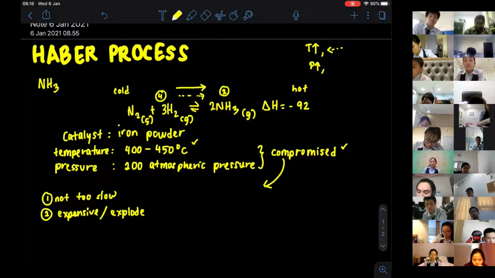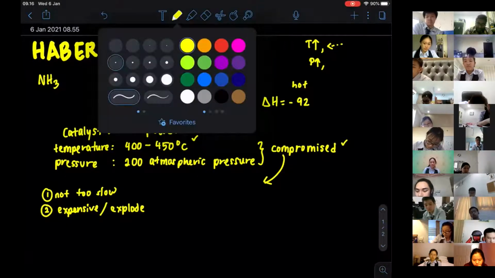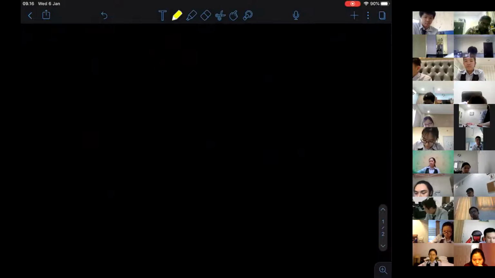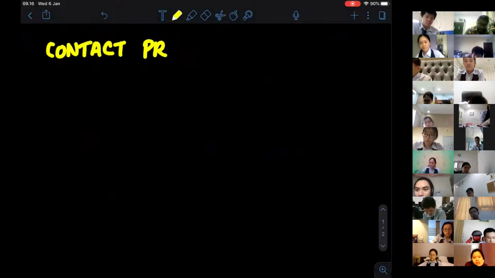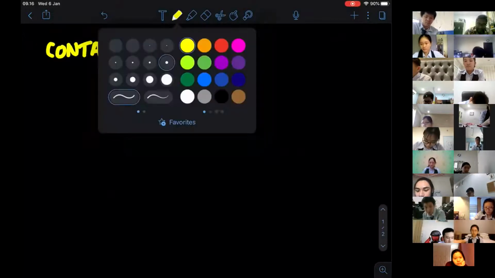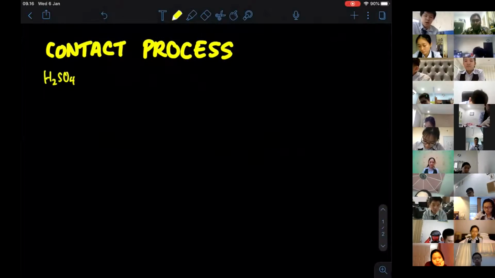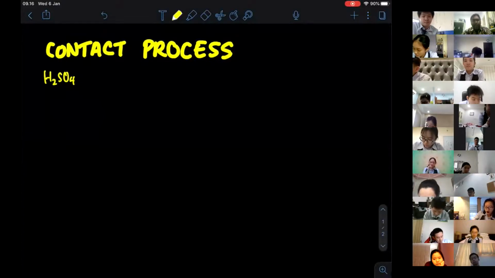Now, if we are talking about Haber process, we cannot forget about contact process. The contact process is the industrial production of sulfuric acid, H2SO4. What you need to know about this production of H2SO4 is that they have a few steps. And this one I don't expect you to learn the steps immediately.